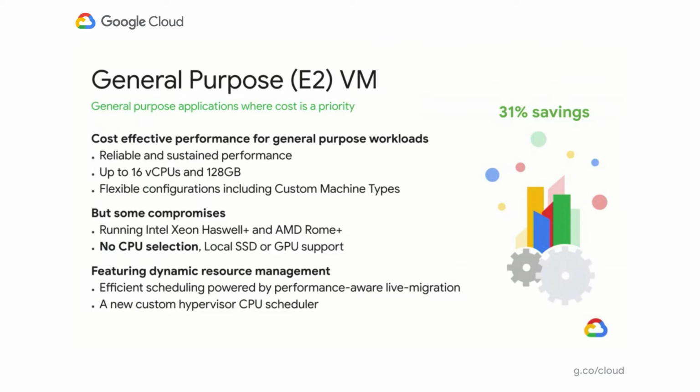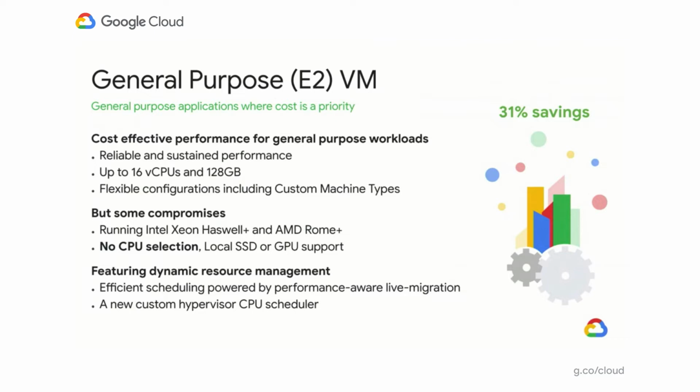Some constraints you should be aware of is that E2 VMs run on any available CPU in our infrastructure across Intel and AMD. They also run across older and more recent CPU generations. You cannot select your CPU. These VMs do not offer you the ability to attach local storage or GPUs.